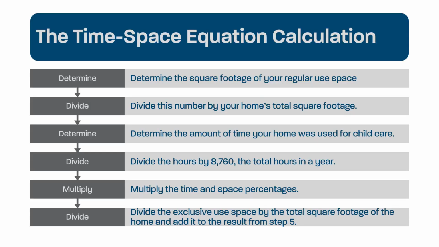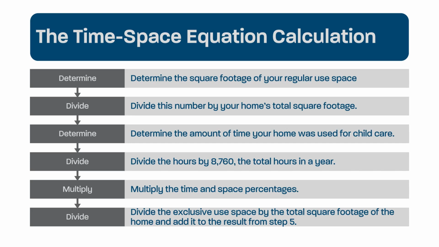Step 1. Determine the square footage of your regular use space. Step 2. Divide this number by your home's total square footage. Step 3. Determine the amount of time your home was used for child care. Step 4. Divide the hours by 8,760, which are the total hours in a year. Step 5. Multiply the time and space percentages. And step 6, divide the exclusive use space by the total square footage of the home and add it to the result from step 5.